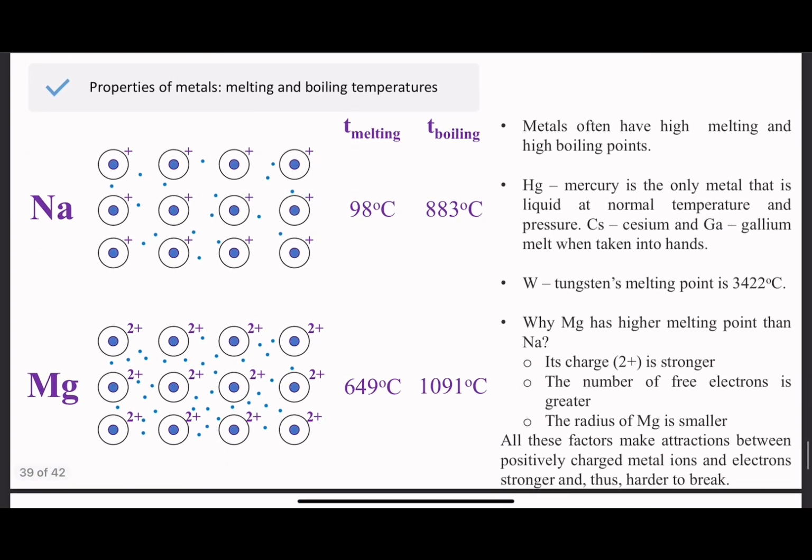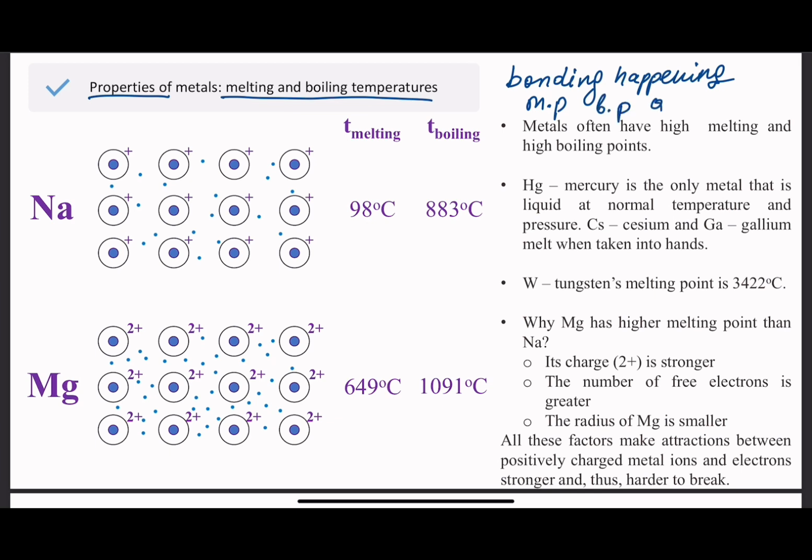So now we're going to talk about the properties of metals. I want you to really bear in mind, whenever you have a bonding happening, you have melting point and boiling point going up, increasing. Because this bonding is protecting you. And melting and boiling points show you how strong your bonding is.